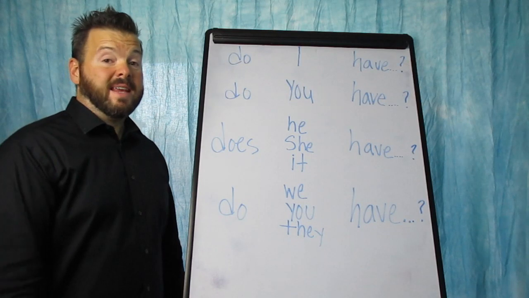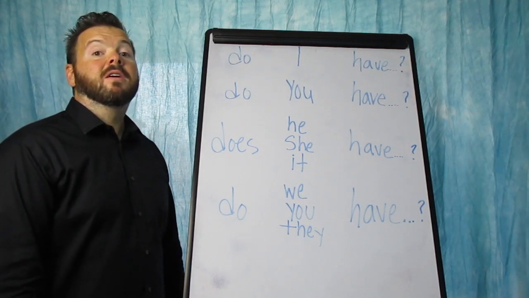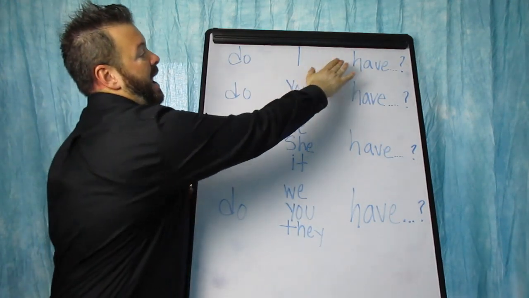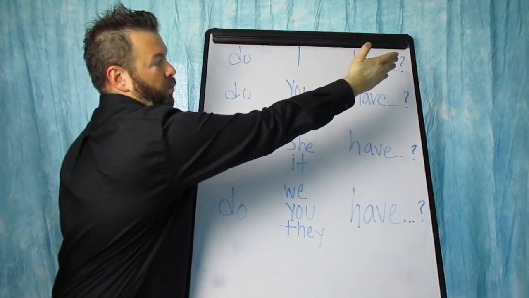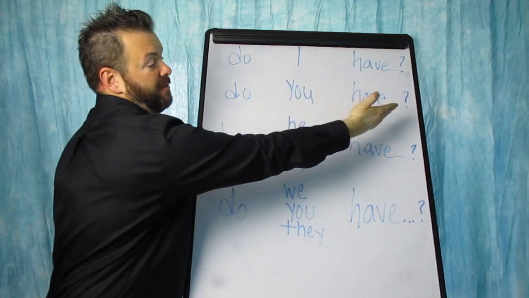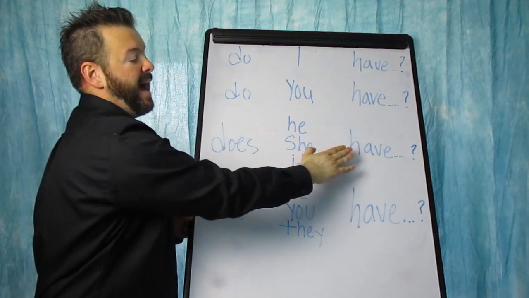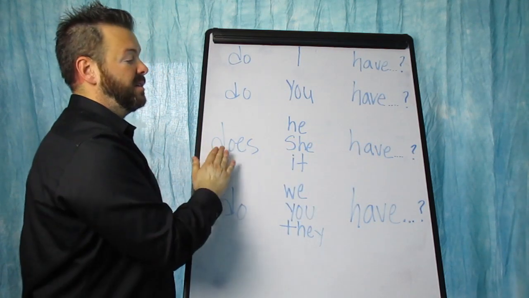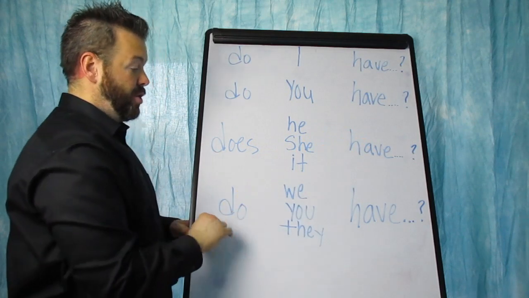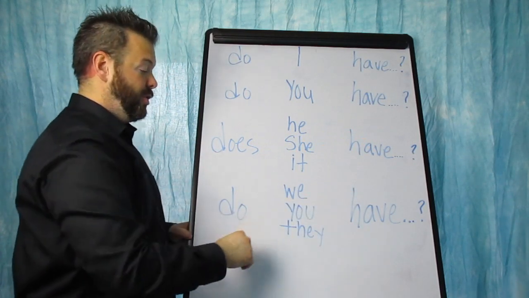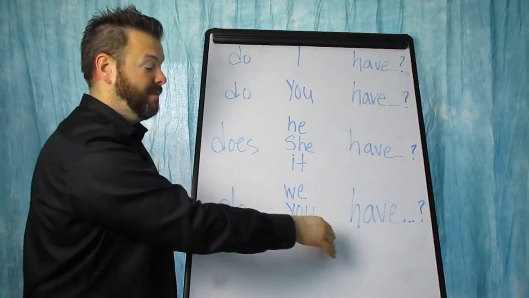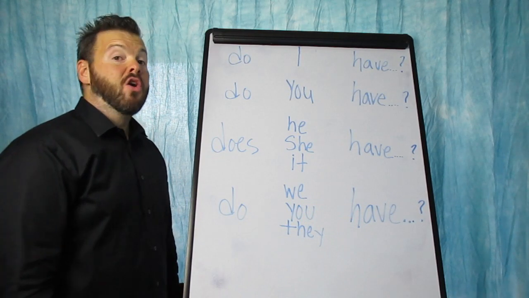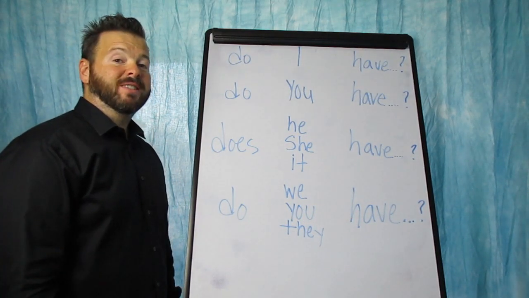Okay, in this section, you will learn to use have as a question. Okay, so look. Do I have? Do you have? Does he have? Does she have? Does it have? Do we have? Do you have? Do they have? Pause the video here, write everything down, and read it to yourself.